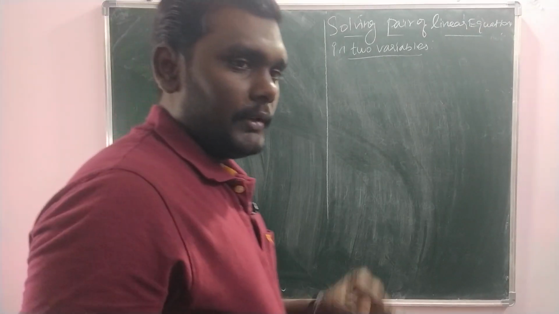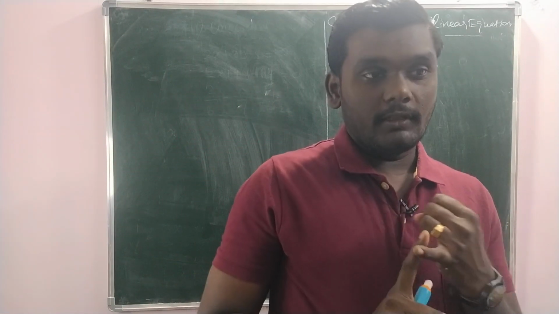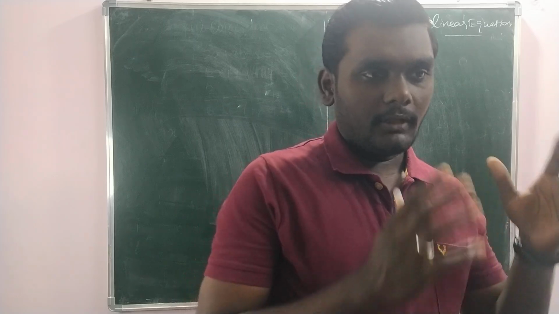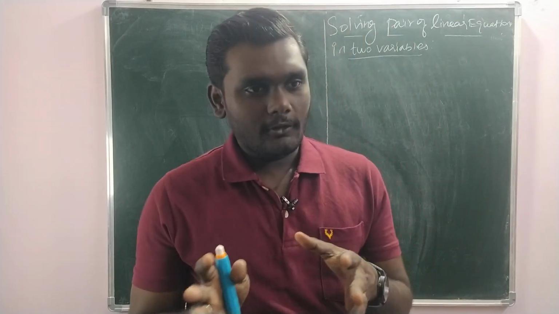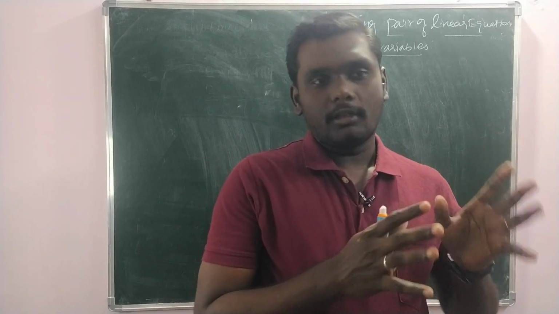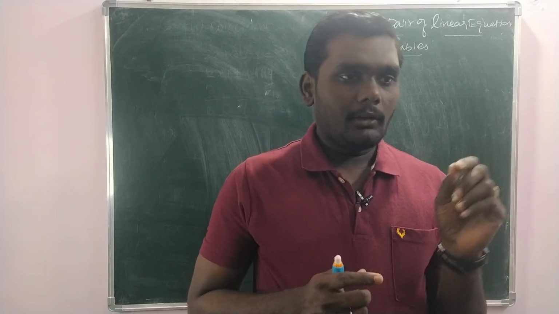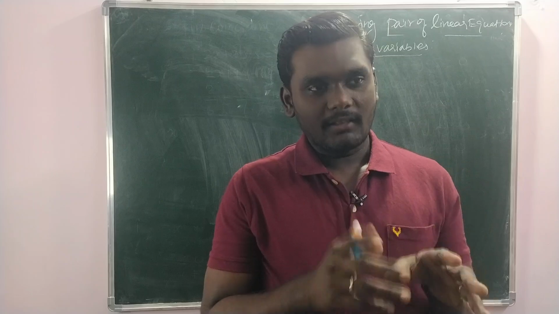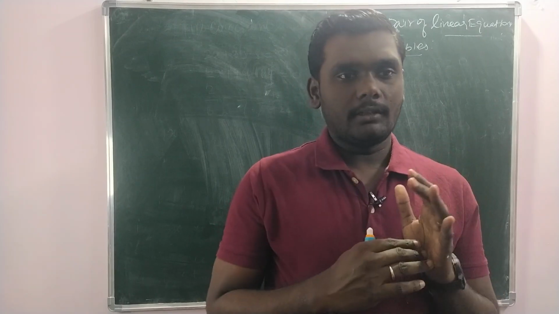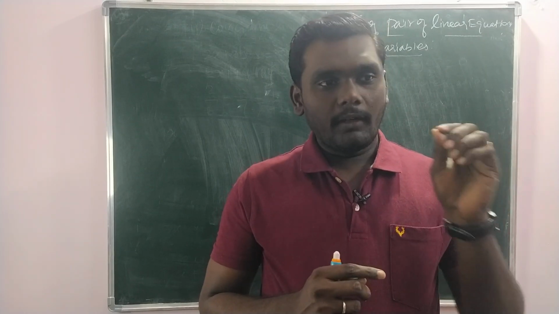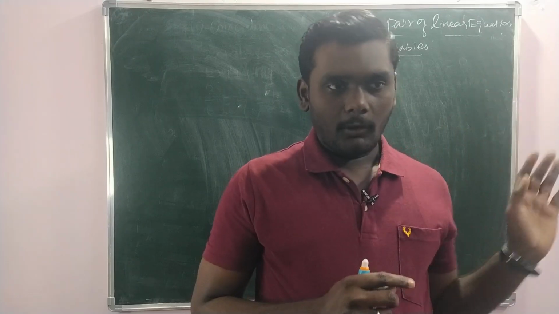In the previous session, we discussed what kind of solutions the equations will have. Whenever an equation exists, there exists a solution. Here, the solution for a pair of linear equations in two variables means you have to find a particular value of x and y that satisfies both the given equations. We are going to figure it out by the following methods.